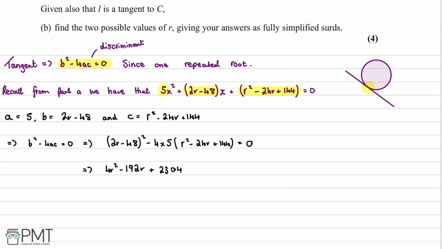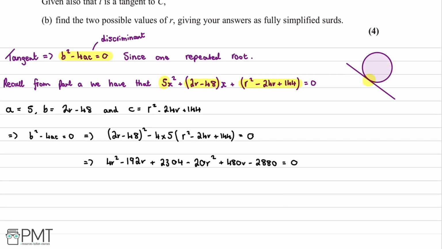2304. And then for the rest of the equation, we have that negative 4 times 5 is going to be 20. So we're then going to have negative 20 multiplied by this bracket, so that's going to be negative 20r squared. Then we have negative 20 multiplied by negative 24, which is positive 480 lots of r, that is. And then we have negative 20 times 144, which is negative 2,880. And that still is all equal to 0.